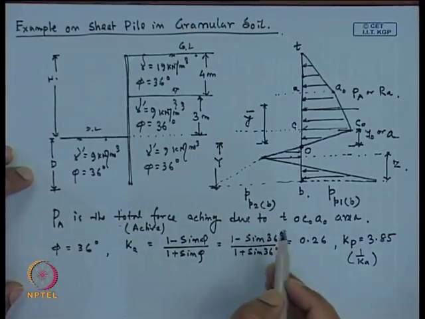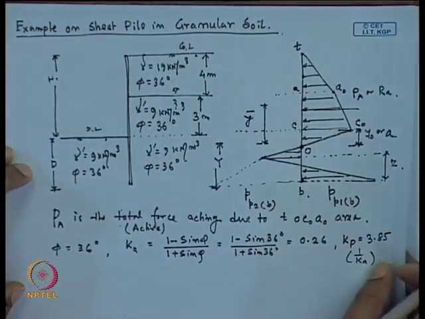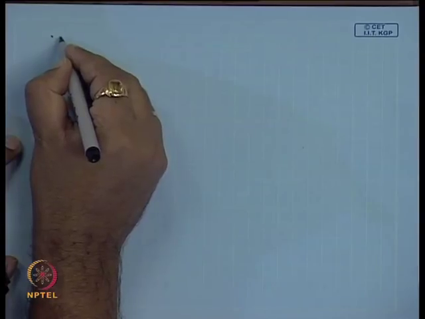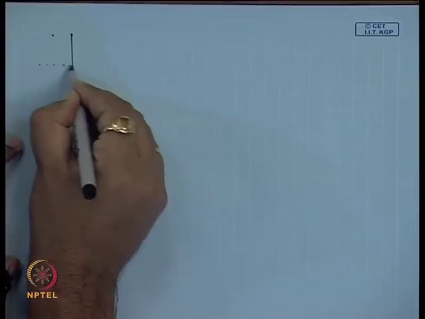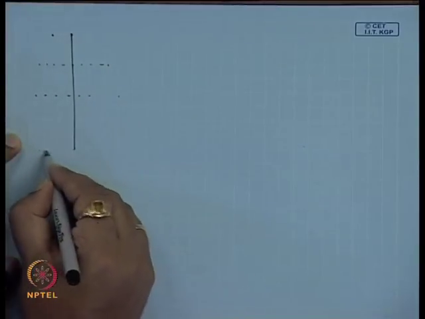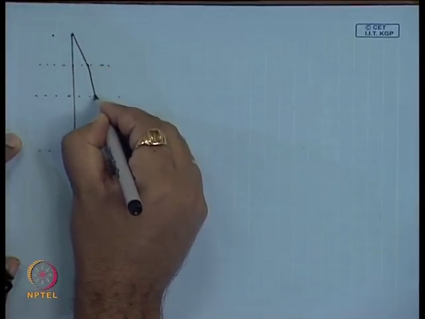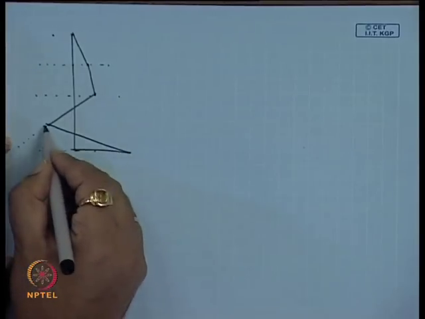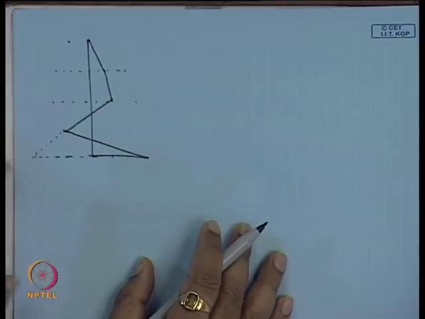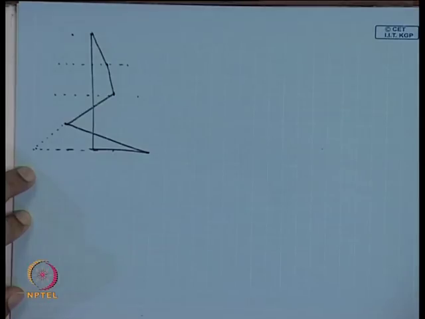Now, we will calculate what are the forces that are acting at different levels. So, that part we will first calculate. Now, if I further draw this diagram to show what are the forces that are acting at different levels, then you can see if I draw this diagram again. So, this is water table level, this is dredge level, this is base level. So, these are the forces. Here it is 0.